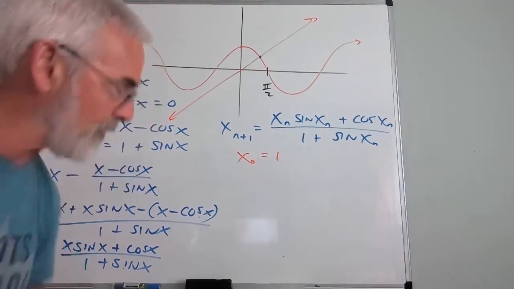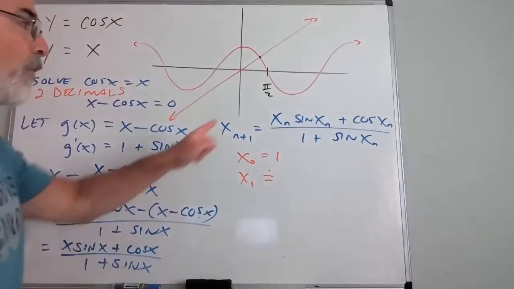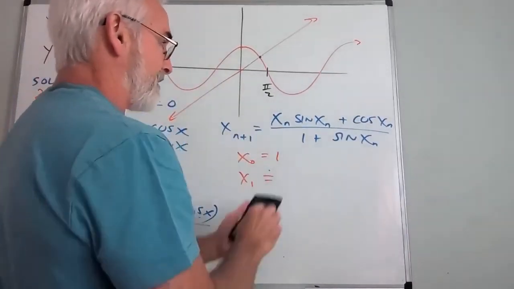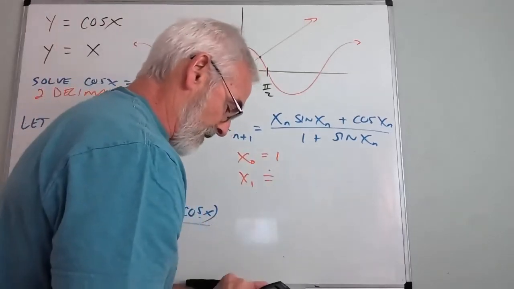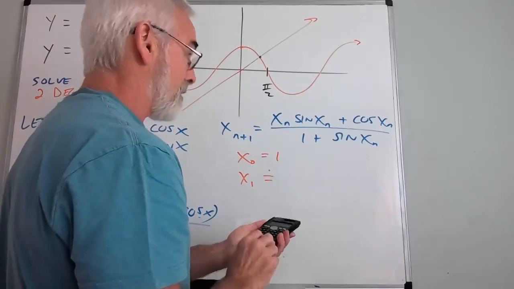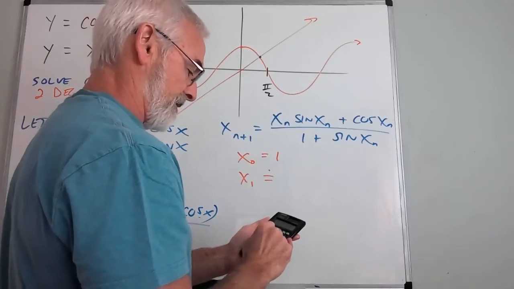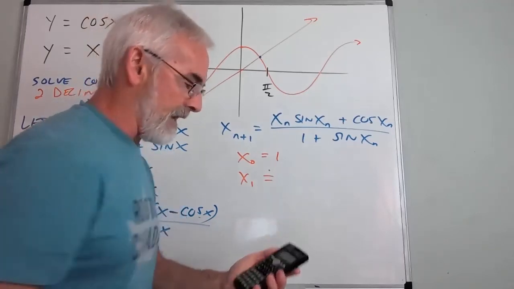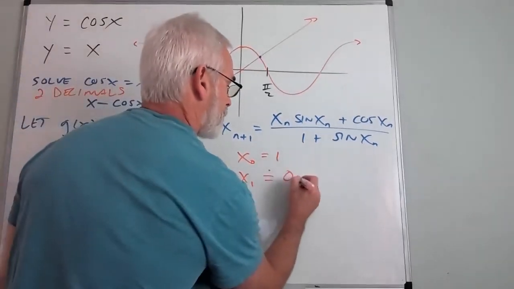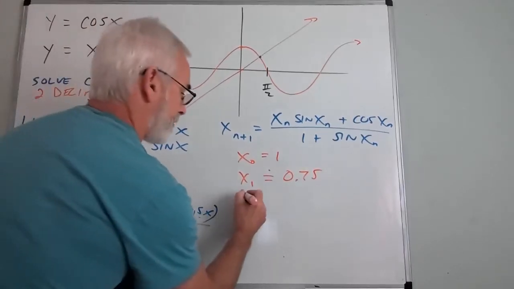So now I'm going to insert a 1, which is kind of easy on the first round because it's 1. So I've got sine 1 and cos 1. 1 plus sine 1. And when I did that, to 2 decimals, I got 0.75.